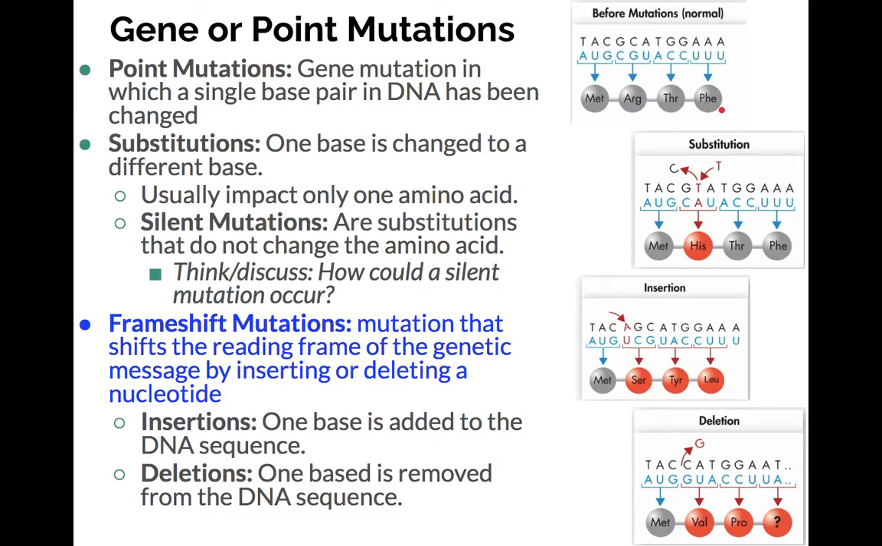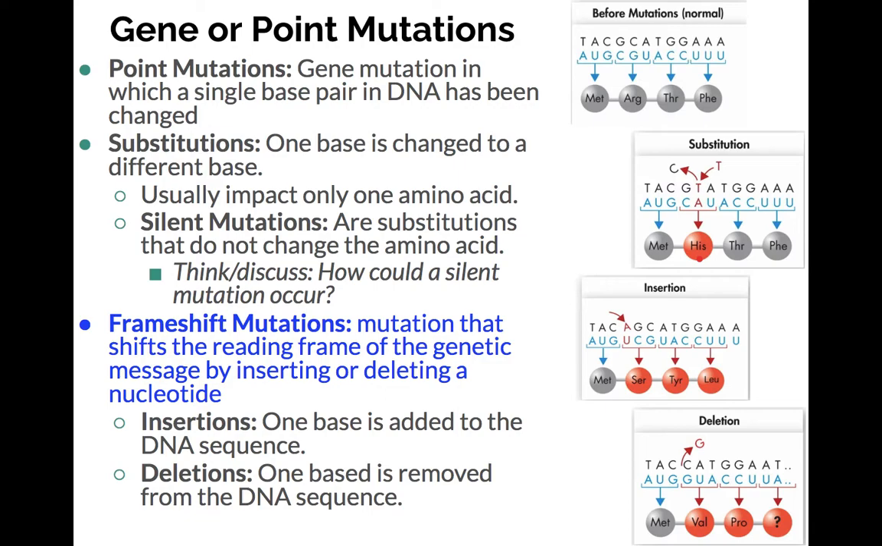So for a substitution, that is one base is changed to a different base. So here's our first one. Here'd be a substitution. That original sequence was actually GCA. Now we see that that T was substituted for the C, and that's going to end up changing the amino acid. So we had ARG in our original one. Now we change that to HIS. So that's an example of a substitution.